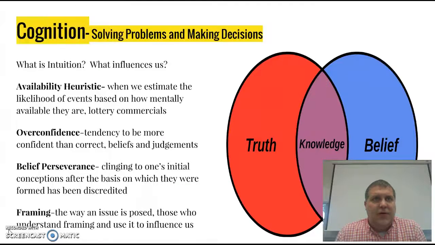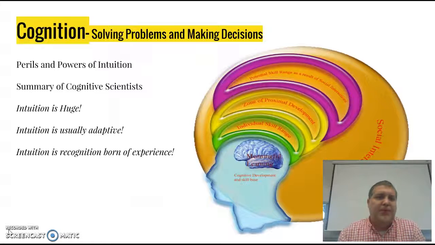It'd be like, I think you're going to do really bad on the test today. How do you think you're going to do? I've already framed in your mind what I think is going to happen, and the way it's been presented before you. Perils and powers of intuition is a summary of cognitive sciences.